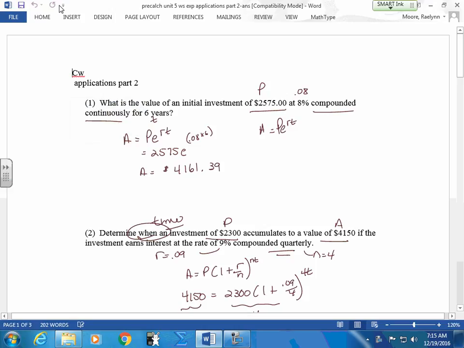Right, so everybody's good with this so far? Just be careful of the word continuously. When it says continuously, make sure you're using the curve.